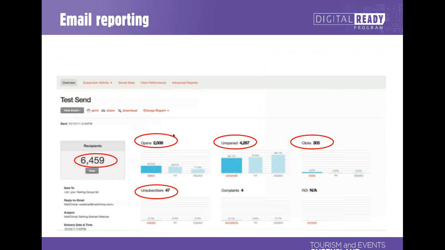So that's email, and here's an example of one report. This is showing me how many went, so 6,500 people received this email. Of that, 2,000 opened it, so a bit less than a third. 4,000 did not open it. 305 people clicked through. Unsubscribes 47. Complaints and return on investment haven't been calculated, but it shows me that my unopens are going up here.